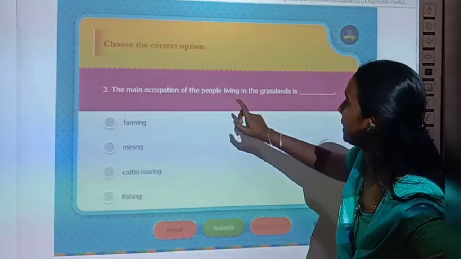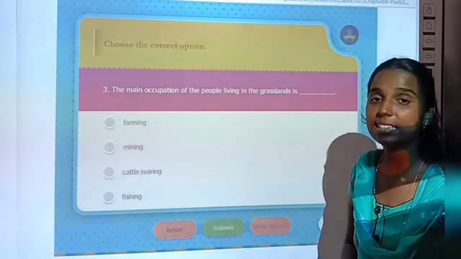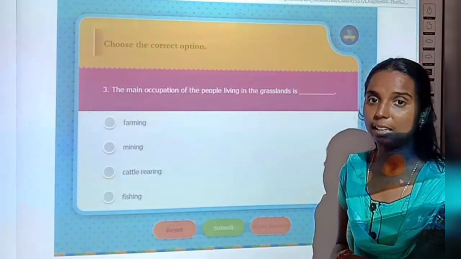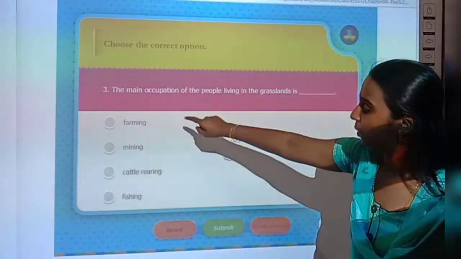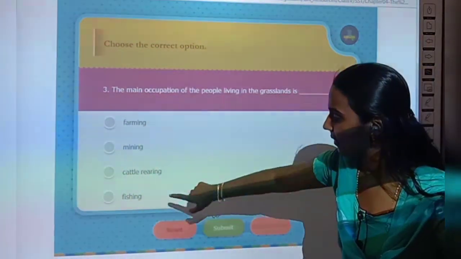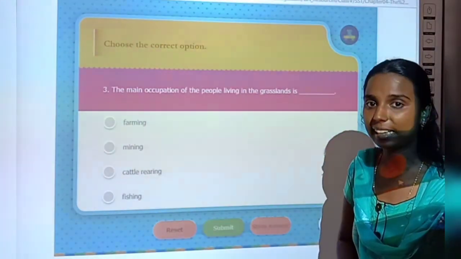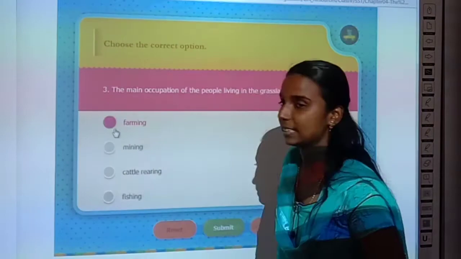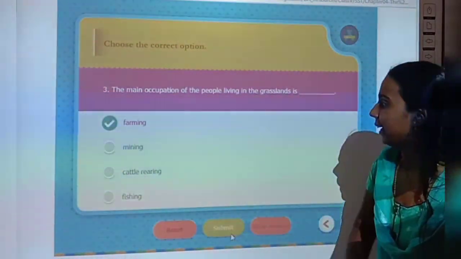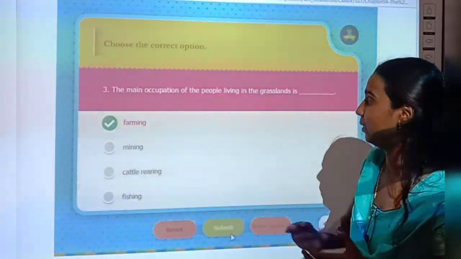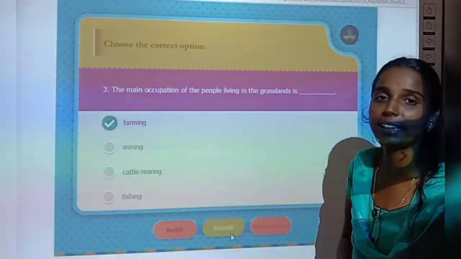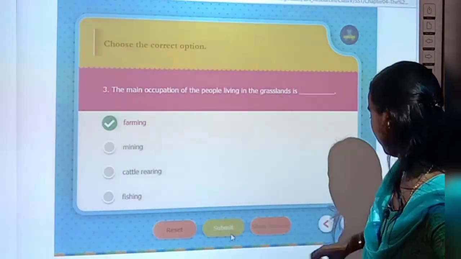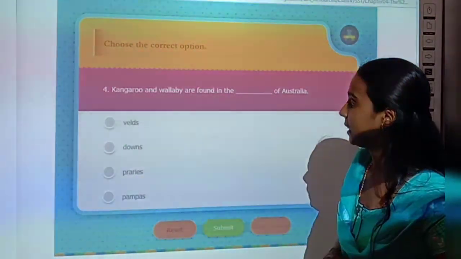Very good. Yes, now see the third question. The main occupation of the people living in the grasslands is dash. Just now we saw. What is the main occupation? Farming, mining, cattle rearing, fishing. Which is the right answer? Yes, your guess is farming, right? Shall we check the answer? Yes, it is the right answer. Very good. So the main occupation of the people living in the grasslands is farming. Good. Yes, now see the fourth question.